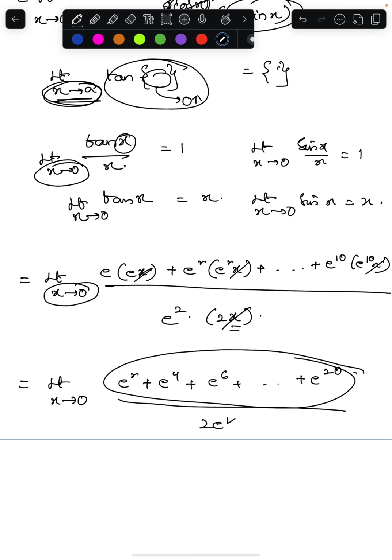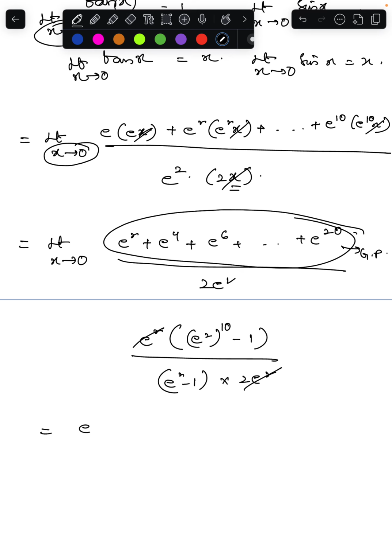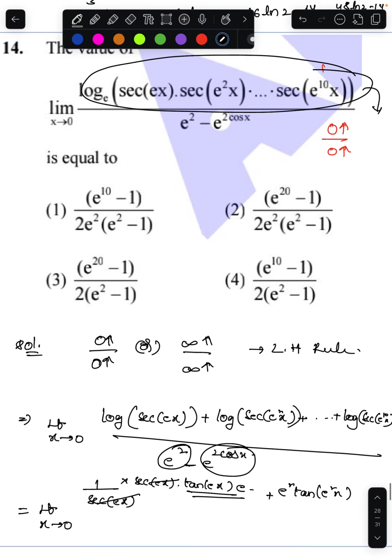Clearly the numerator is a GP, and 10 terms are there, so we can find the sum. a into r power n minus 1 by r minus 1, where r is e square, divided by 2 e square. The e square gets cancelled out and you are left with e power 20 minus 1 by 2 times e square minus 1. So this is our limit value, e power 20 minus 1 by 2 times e square minus 1, the third option. Done? Yeah.